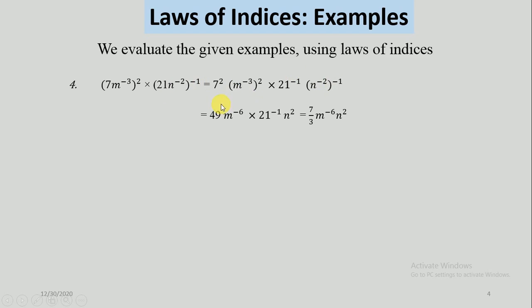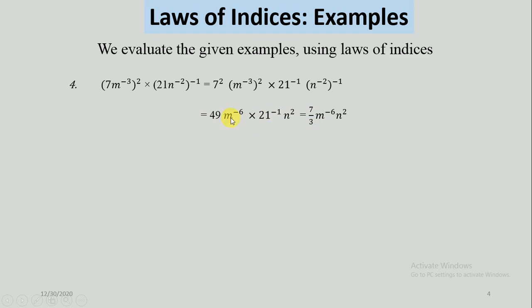And by doing that, you can see that 7 raised to the power 2 will give 49, and m raised to the power minus 3 close bracket square will give us m raised to the power minus 6 multiplied by 21 raised to the power minus 1. This gives minus 2 times minus 1, which is plus 2. And when you multiply 49 by 1 over 21, you are left with 7 over 3.